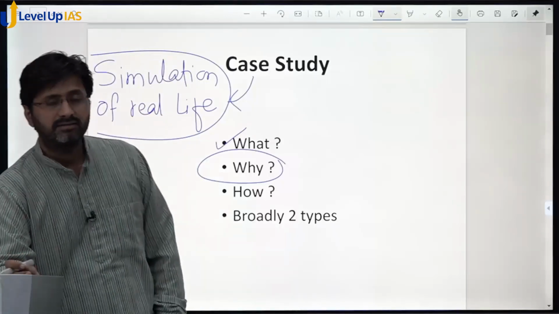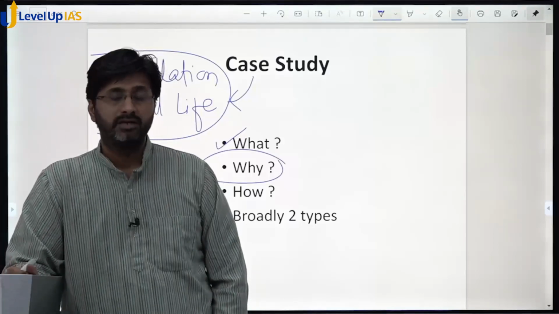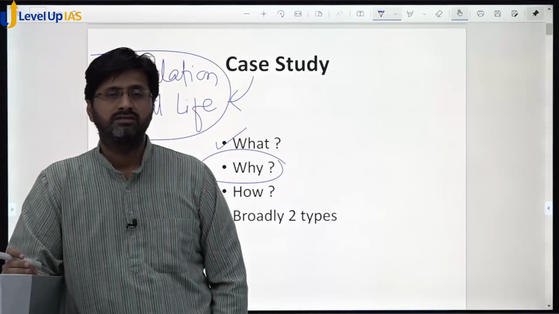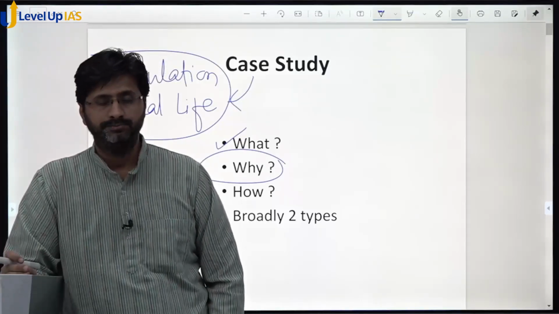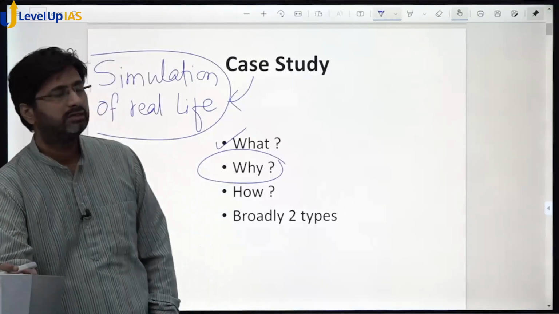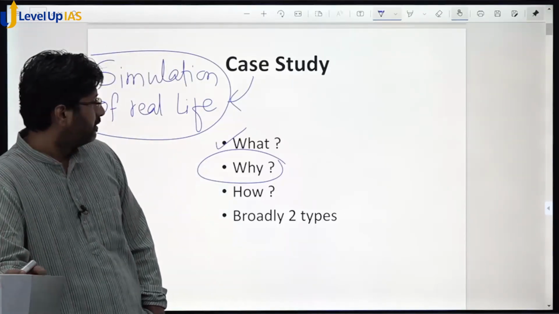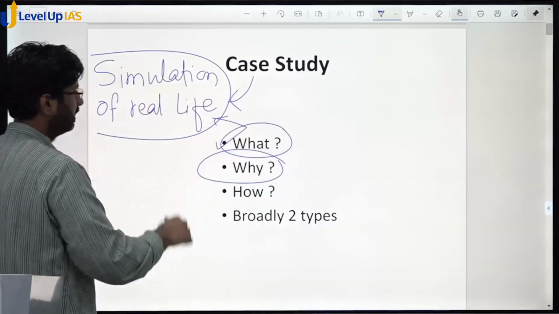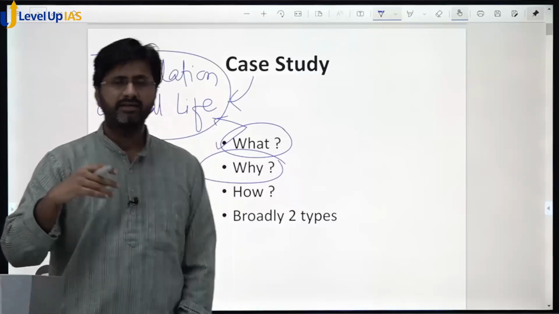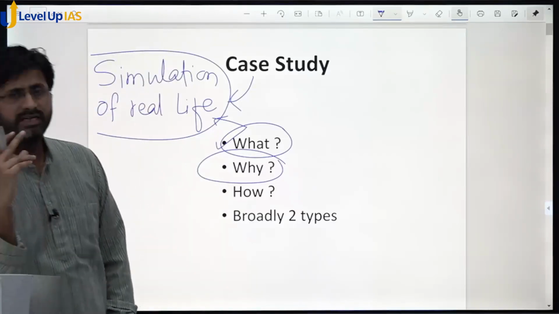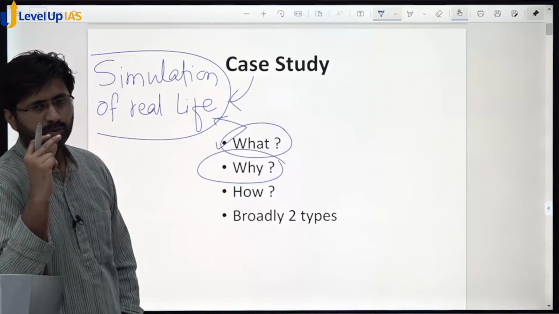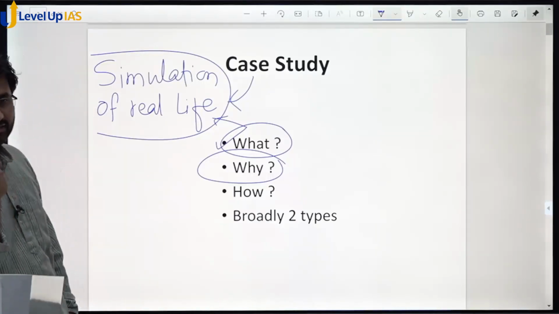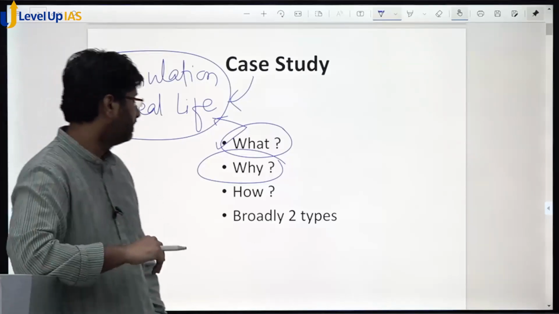But your answer should be based on what? Your answer should be based on your own logical supporting arguments and substantiation, and only then should you go for the choice. What we already discussed is that it's a real life simulation, but as I said, it is a proportionately reduced kind of simulation. So it's not exactly the way it is, because it's not practically possible to write that in the exam.